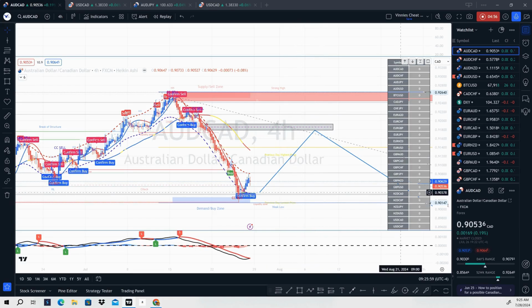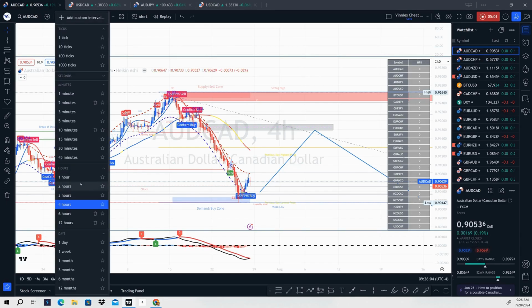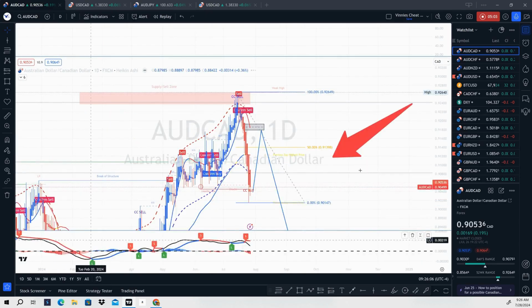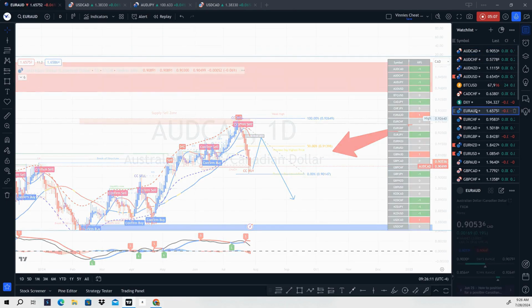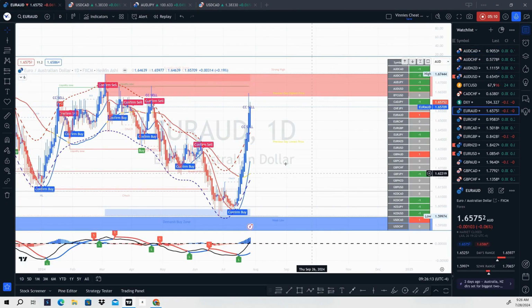Okay. So that's one way you can trade with the trend or take a counter trend trade. Let's go back to daily and take a look at another example. Let's go to Euro AUD. Okay, so Euro AUD, we are extremely bullish.